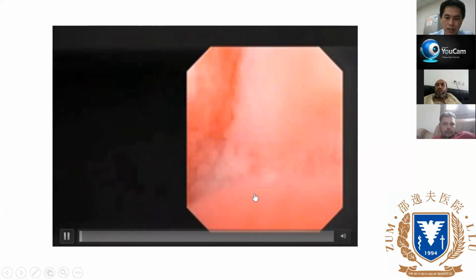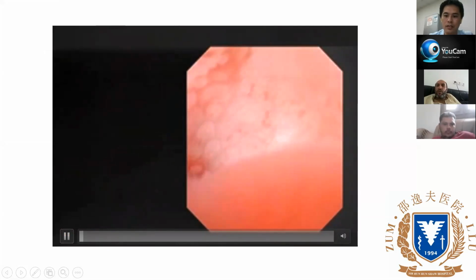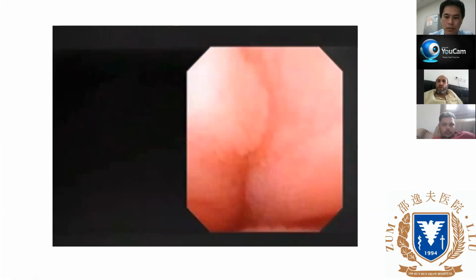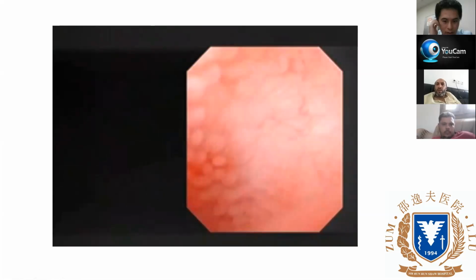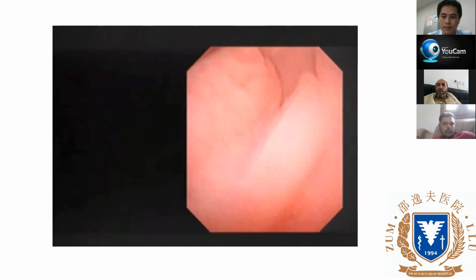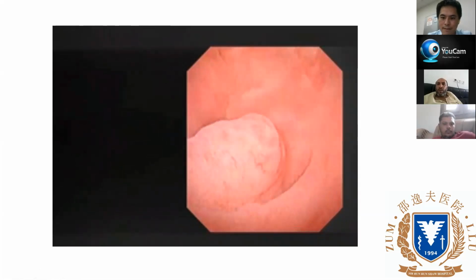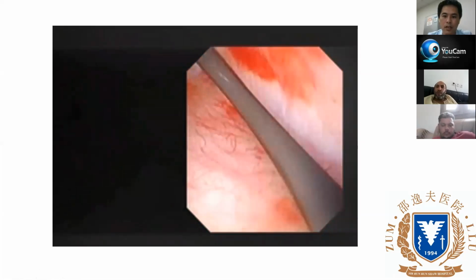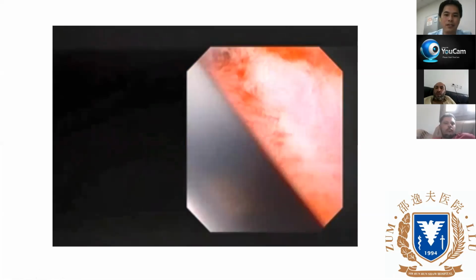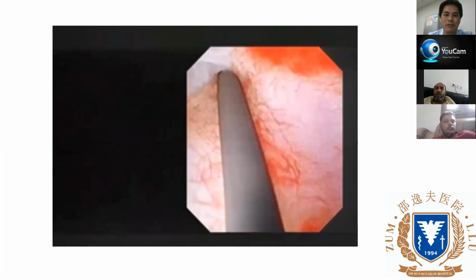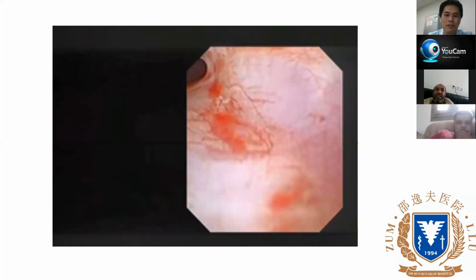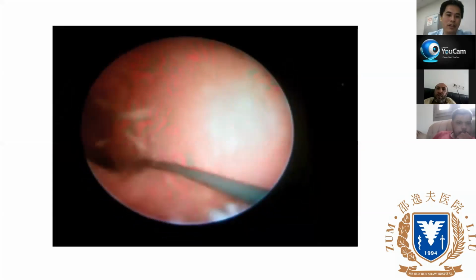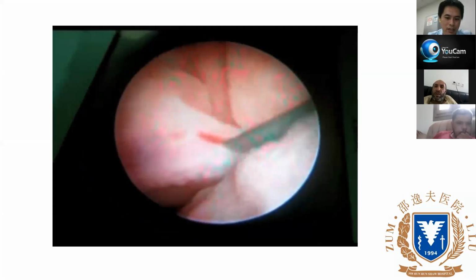First we use the PCNL to find the way down to the ureter. And this is the flexible scope. We find the obstruction point, and luckily we can pass a guide wire through, and we try to put the guide wire into the obstruction point. Then we use the PCNL scope to see the guide wire from the other side, and we follow the guide wire down to the obstruction point here.